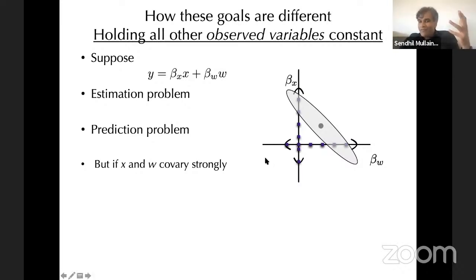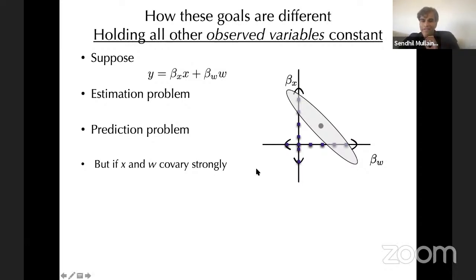So the big confidence intervals in X and the big confidence interval in W are telling you, I can't tell you that X is significant. I can't tell you that W is significant. But the joint confidence interval is telling you, oh, X and W together are very significant. And that's the difference between prediction and estimation.